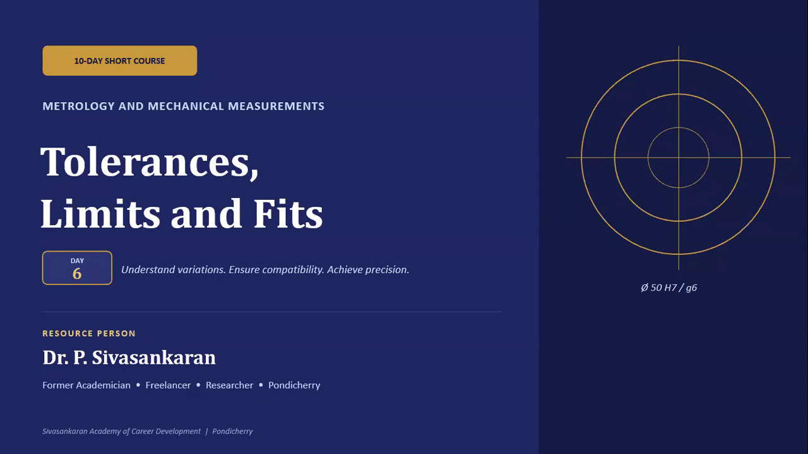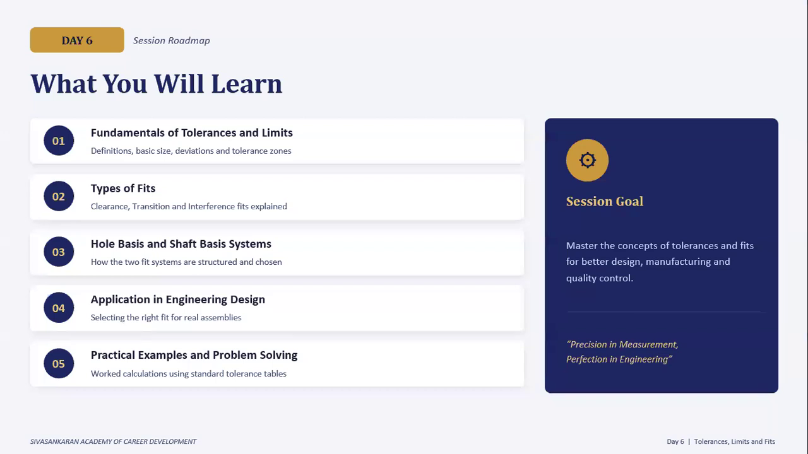Today's session focuses on an essential topic in engineering design and manufacturing: tolerances, limits, and fits. Generally, in precision engineering, it is impossible to manufacture every component to an absolutely exact dimension. Therefore, controlled variations in dimensions must be specified. This is where tolerance, limits, and fits become extremely important. This is our session agenda, what we are going to learn in the day 6 segment.